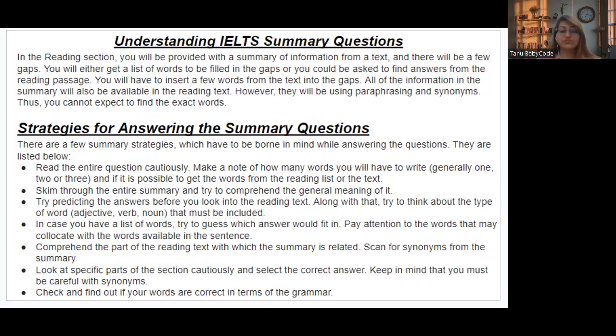In case you have a list of words, try to guess which answer would fit, right? Pay attention to the words that may collocate with the words available. Comprehend the part of the reading text the summary is related to. Scan for synonyms in the summary also. Look for the specific parts of the section cautiously and then select the correct answer. Keep in mind that you must be careful with synonyms, right? Check and find out if your words are correct in terms of grammar or not, right?